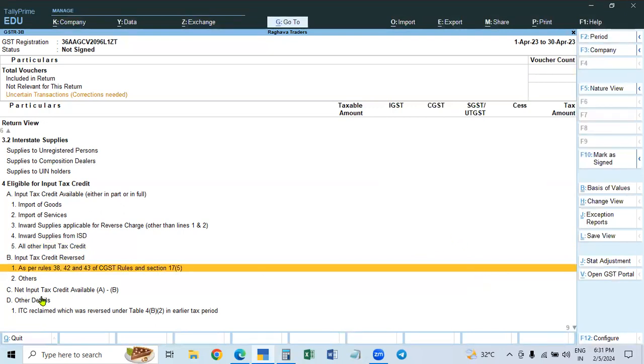Then it comes to net ITC available. Then it will be 50 minus 40, 10. That means 10 CGST, 10 SGST. Total will be 20,000. We are eligible. That is 20,000 relating to the commercial house. We are eligible.